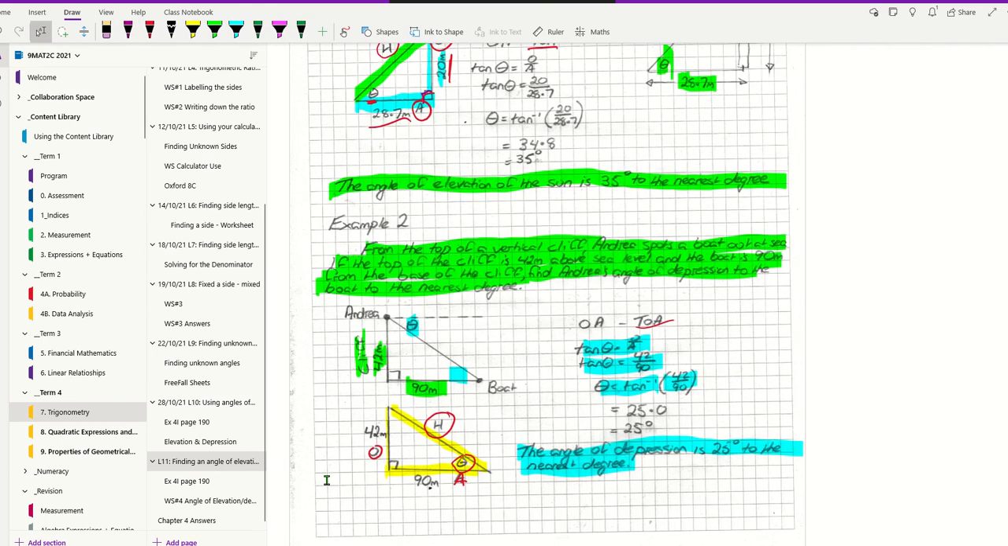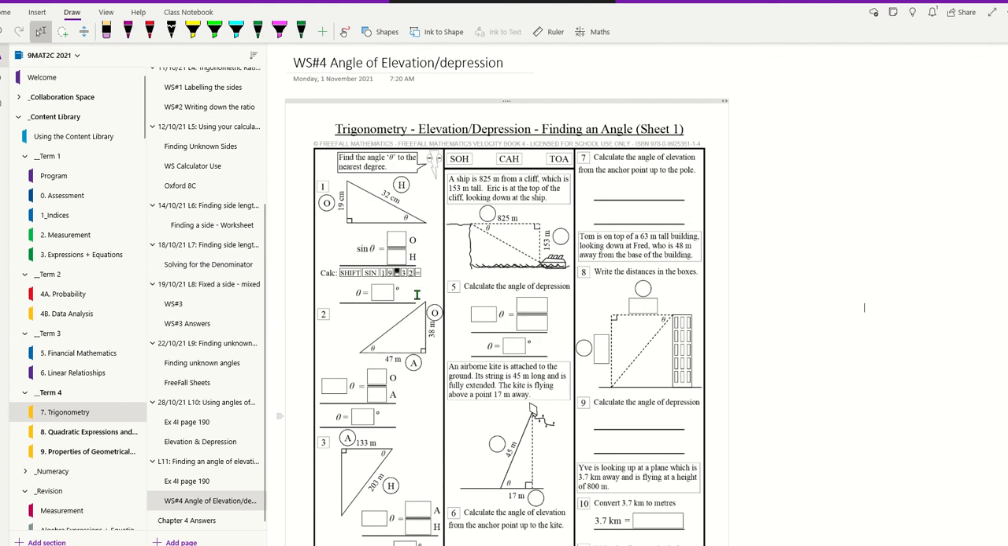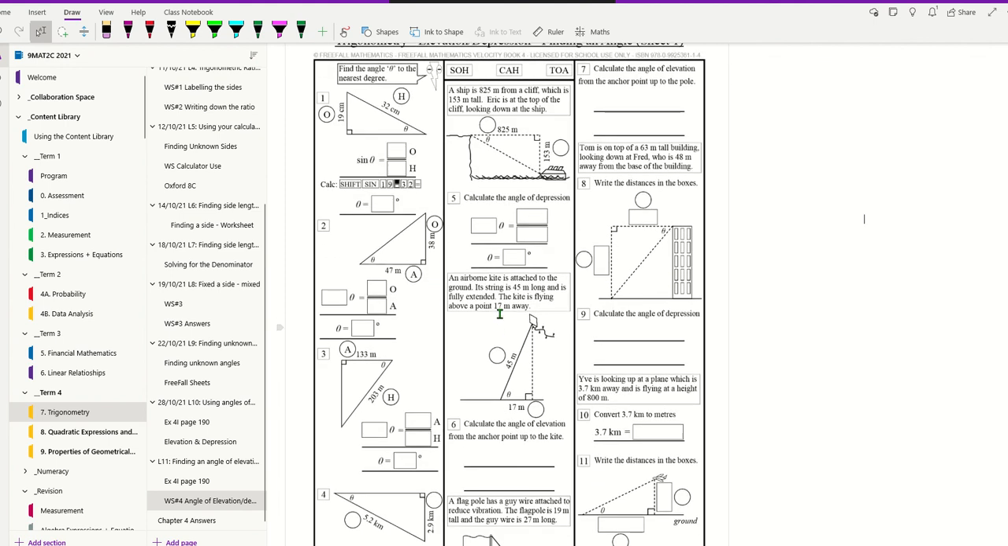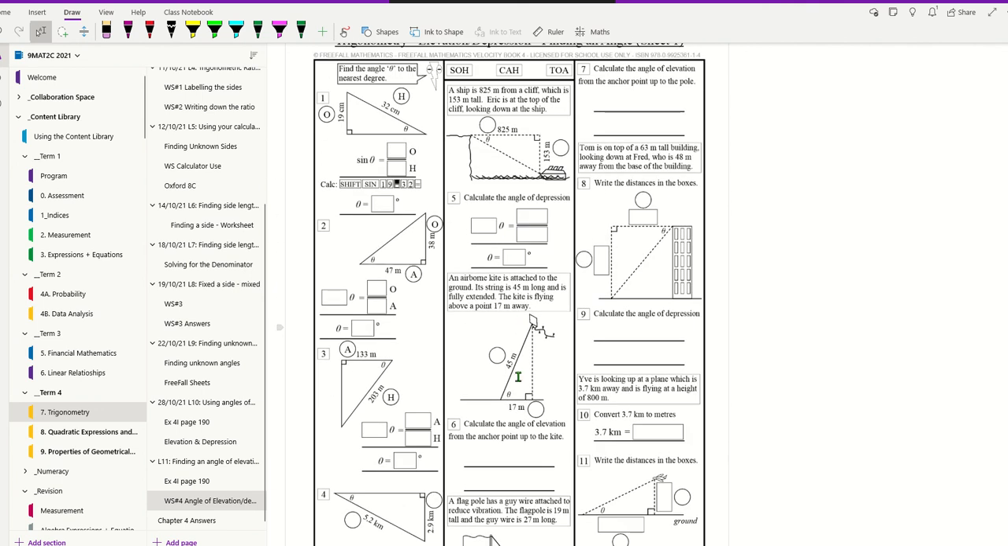Okay, that is today. Today we've got this worksheet over here. I'm hoping you can work through these. There are a fair few words here. Most of them have got diagrams beneath them though. So try and associate the diagram with the sentence and see how you go.